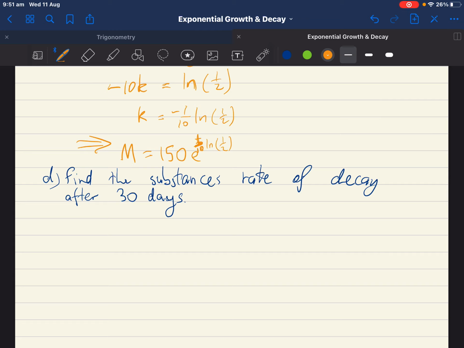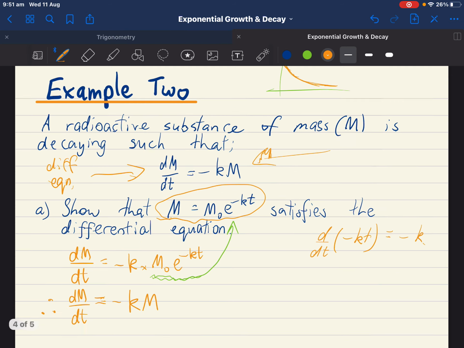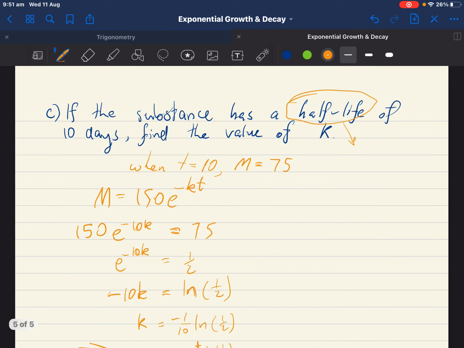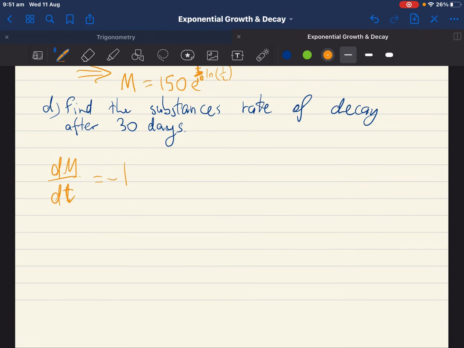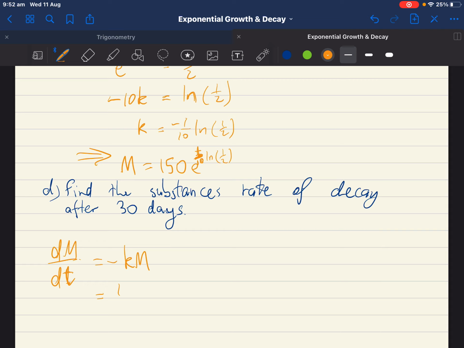They actually don't want us to find M. They want us to find dM/dt, the rate at which the particle is decaying. So let's check it out. Bam, right up here, right? The rate dM/dt is equal to minus kM. Or we could have used the modified formula, but this will work fine. So we want to find the rate of decay after 30 days. We know what K is. Right, K is a -1/10, so this ends up being a positive 1/10 ln a half times the mass.